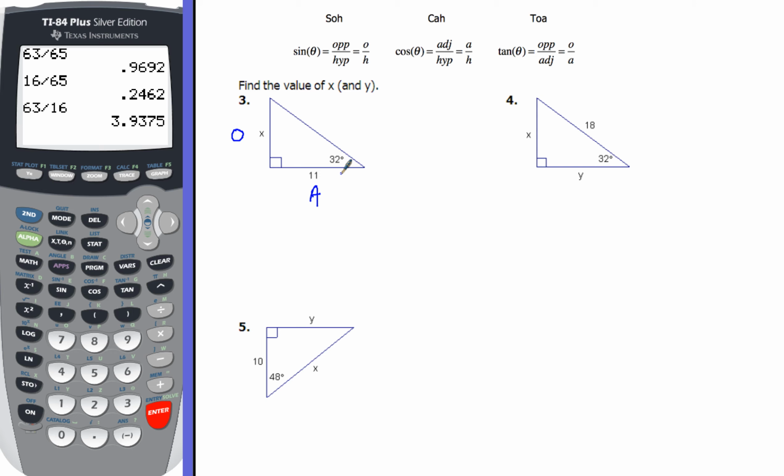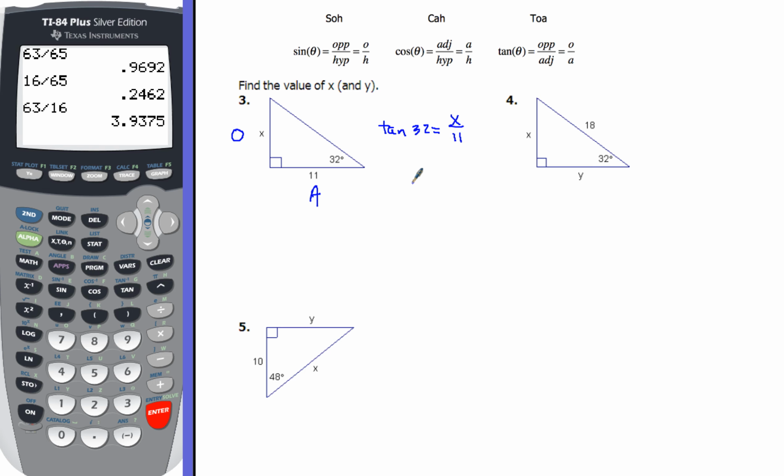Opposite and adjacent has to do with a tangent function. So here's how you're going to solve this type of problem. First thing you're going to do is write down this: tangent of 32 equals x over 11, opposite over adjacent.